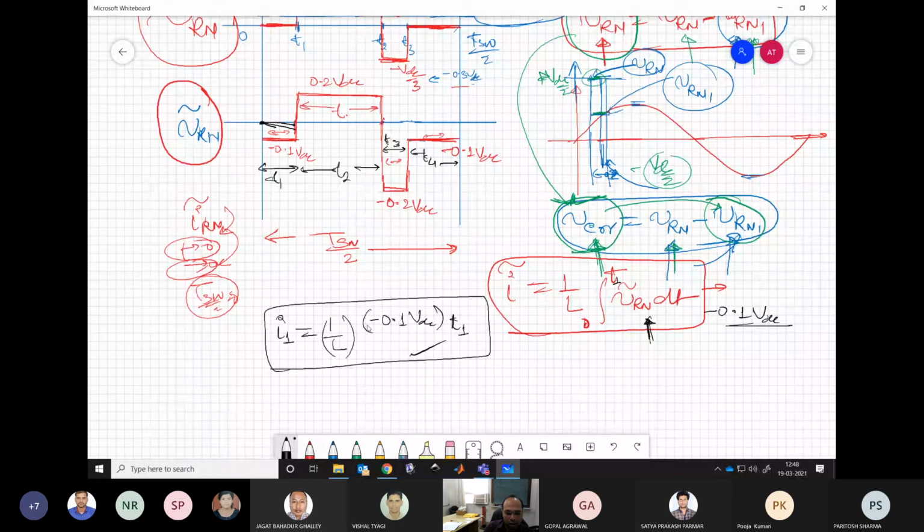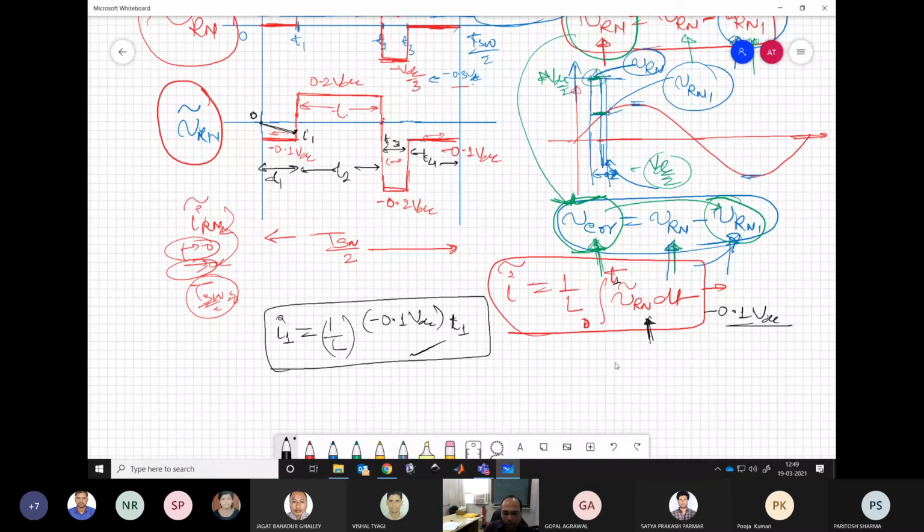Pardon my drawing inaccuracies, but this would be a straight line because here we have only the inductor across the voltage for a very short interval, which is what we discussed during the assignment discussion. So this would almost be a line coming down to a negative value. This is the value of I1 from 0.